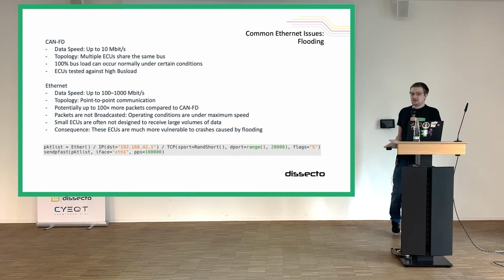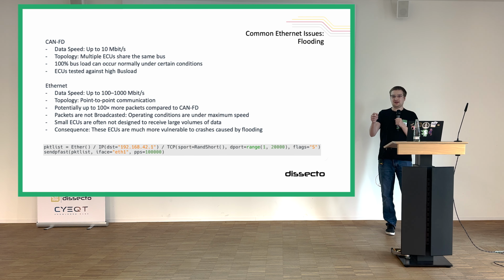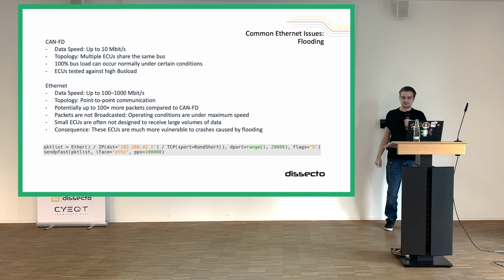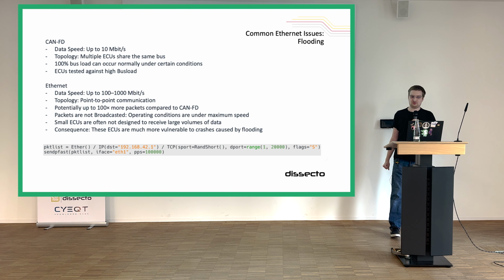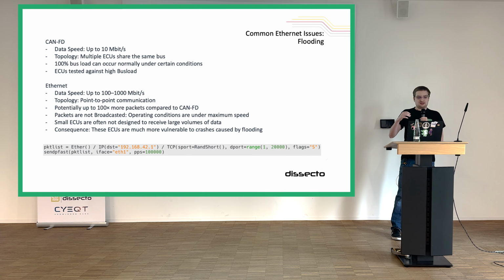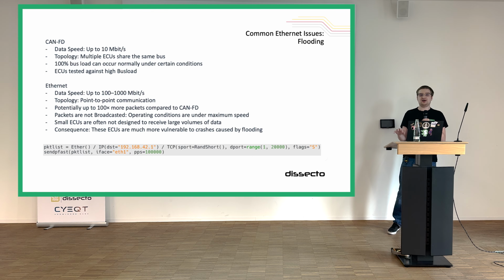In the Ethernet world, we don't have a bus. We have point-to-point communication. So if we want to update an ECU, mainly only the gateway gets our packets, and then the gateway will route it to the right ECU. And the other ECUs will not see the software update. Which means the ECUs will normally, under normal operating conditions, never come close to 100% load of Ethernet.